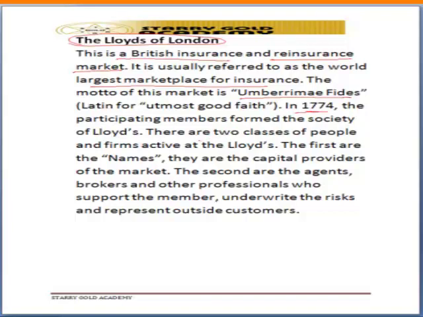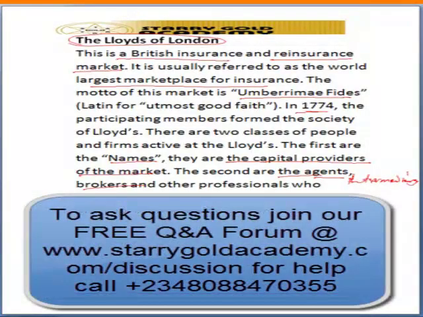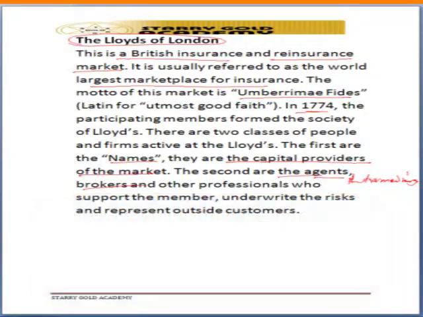There are usually two classes of people and firms that are active in Lloyd's. The first are called the names. These are the capital providers of the market, just like shareholders of a company. The second are the agents and brokers. These can also be referred to as the intermediaries and other professionals, who support the members, underwrite the risk, and represent customers. They are the intermediary.